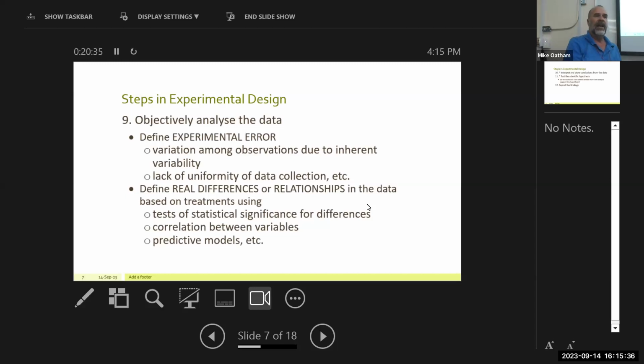Now, if the average size of the leaf in the shaded area is significantly bigger than in the sunny area, we have shown that our predictions are correct. Our hypothesis is not falsified. So our hypothesis that leaves are bigger in the shade is shown to be true, and we accept that, okay?